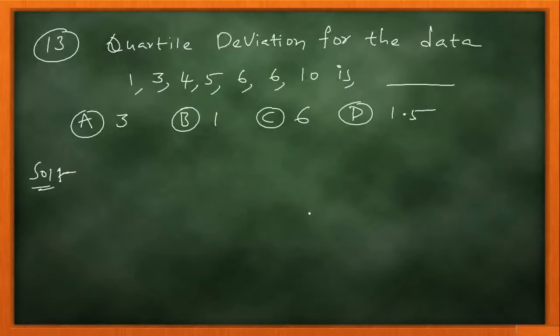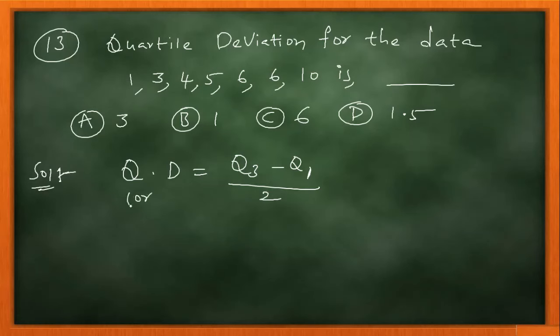And now your 13th question, quartile deviation for the data. So now you are going to calculate quartile deviation. See how to calculate quartile deviation. Quartile deviation QD is equal to, there is a formula, Q3 minus Q1 divided by 2. This is your quartile deviation formula. Quartile deviation is also called the semi-interquartile range. This is also important for you.